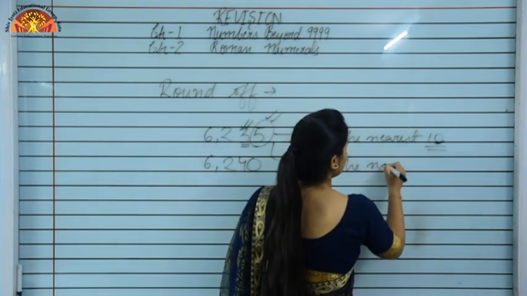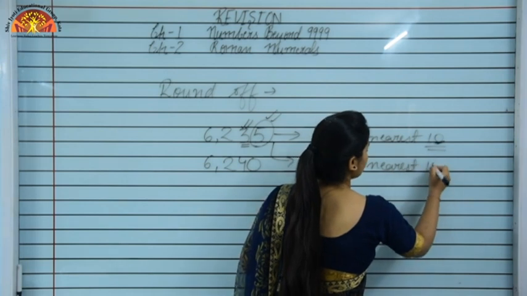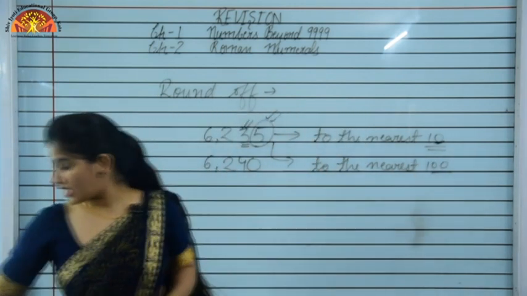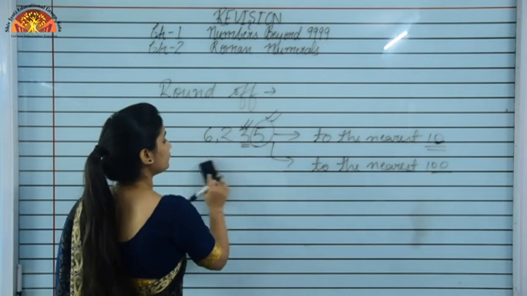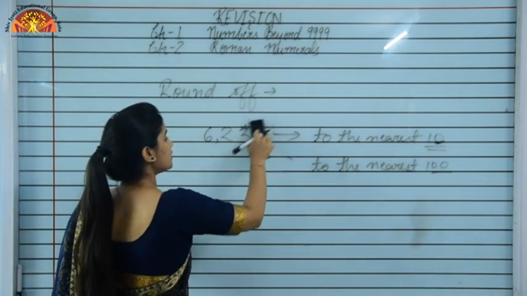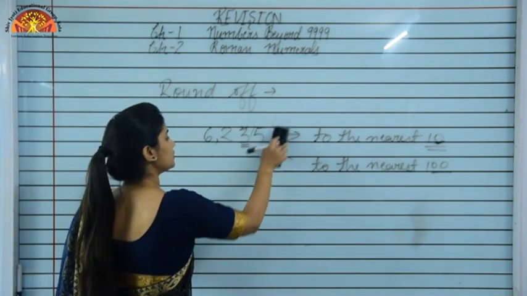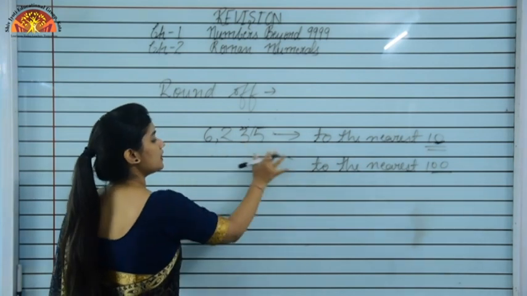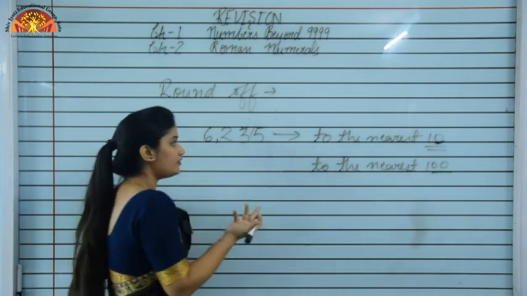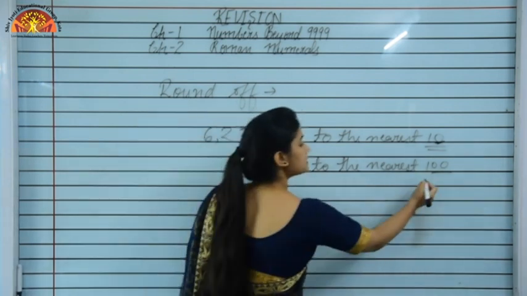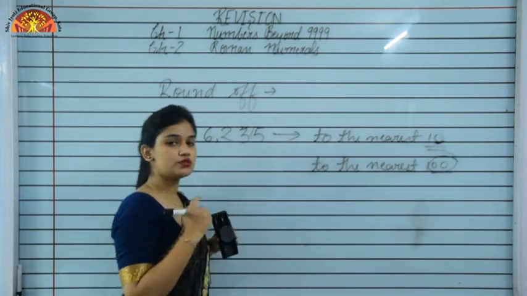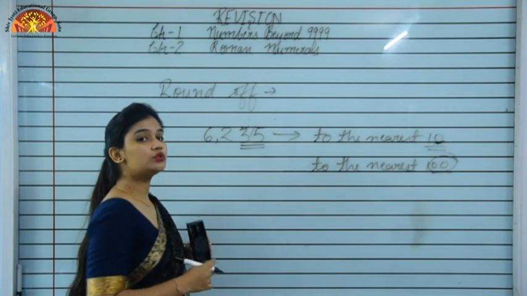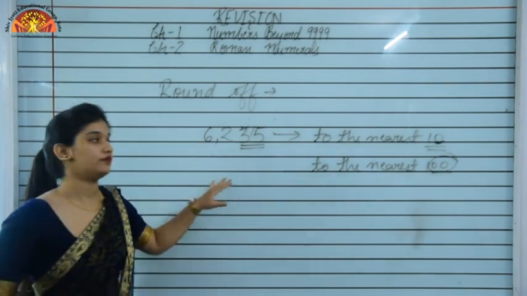to the nearest 100. So now we have to observe number of 0. How many number of zeros are here? We can see 2 zeros. It means we have to observe last 2 digits. Why are we observing last 2 digits? Because we are having 2 zeros. So we are observing 2 digits, that is 35.